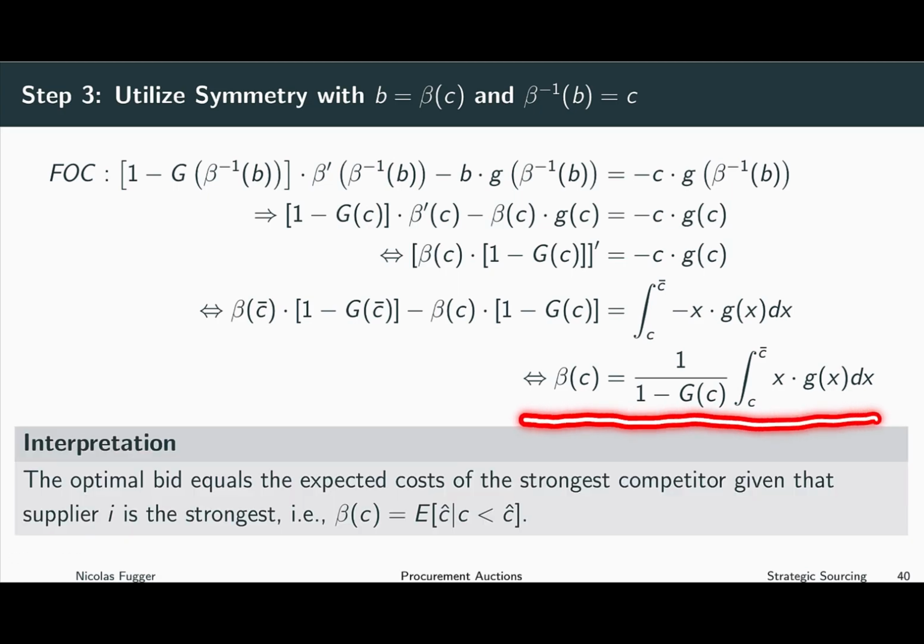This expression has a very nice interpretation, because this here is an expected value conditional on having lower cost than the strongest competitor. Okay, so that means the equilibrium bid is equal to the expected cost of the strongest competitor, conditional on this competitor having costs that are larger than our own costs.